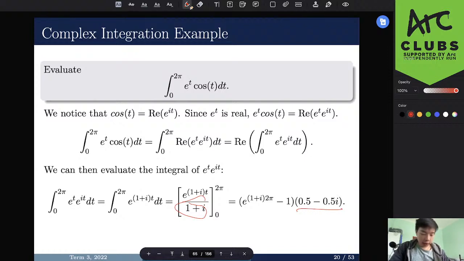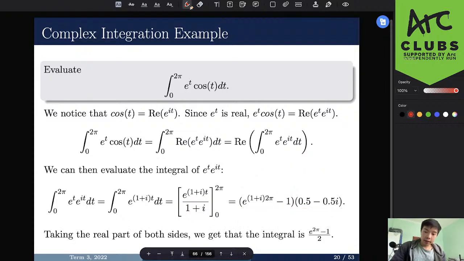So what we can see is that this is actually equal to e to the 2 pi plus i 2 pi. And of course, that's just equal to e to the 2 pi, e to the i 2 pi. e to the i 2 pi is just equal to 1. So in the end, it's actually equal to e to the 2 pi. Now, we can take the real part of both sides. We know that this whole thing is real and this is real, so we can just multiply them together. And what we would get is that the original integral is equal to e to the 2 pi minus 1 all over 2.